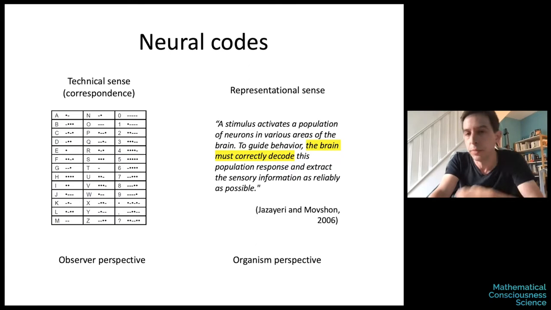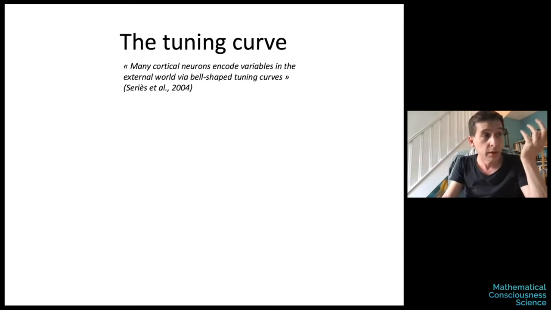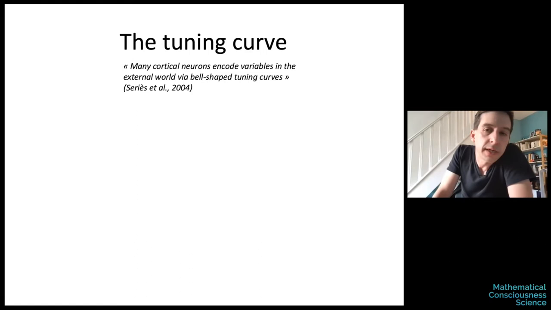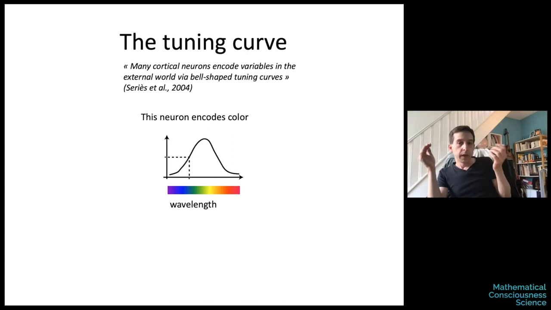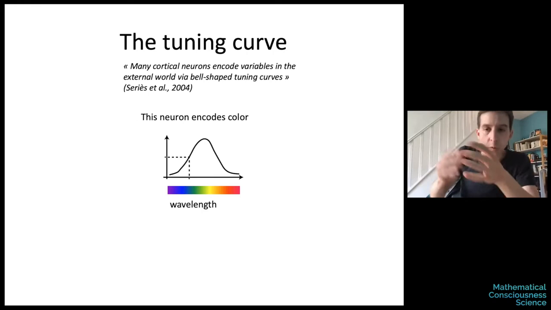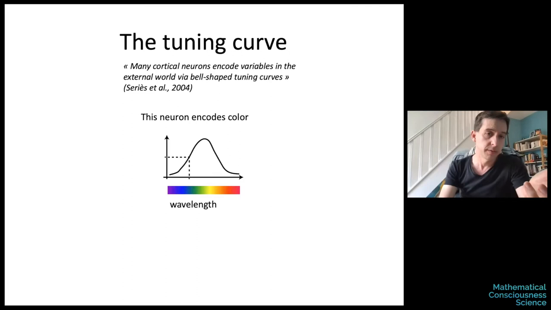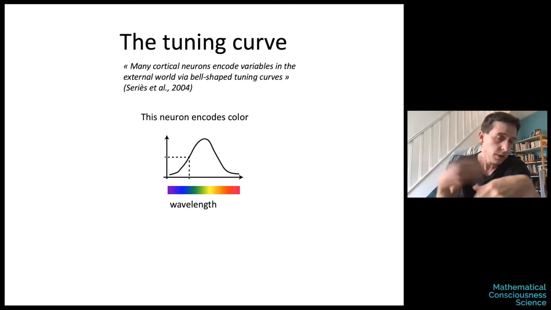And so one of the key concepts in neural coding is the tuning curve, a classical concept. It's commonplace to say that neurons encode properties in tuning curves. And what does it mean? So I'll take a very simple example, which is an experiment where you would vary the wavelength of a light stimulus, and then you measure the firing of the neuron as a function of that wavelength. And so you find this bell curve, and we say that this neuron encodes color. And what do we mean by that? Well, it means technically that there is a correspondence between color and firing rate, so that if I'm given the firing rate, I can infer the color, of course, with some uncertainty.